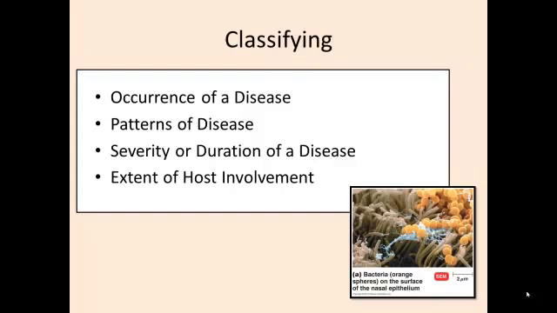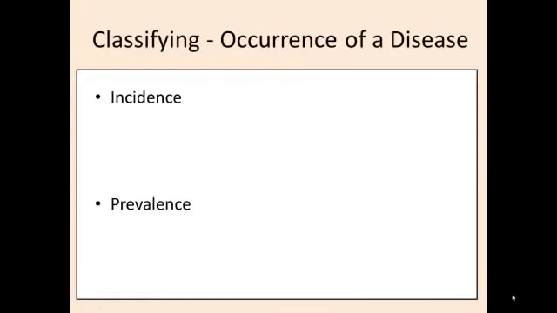We're going to talk about occurrence of diseases, and we're going to talk about patterns of disease. Now, in the textbook, make sure you learn the terms that relate to the severity or duration of a disease and the extent of host involvement. I'm not going to go over that in this presentation because it's mainly vocabulary and you just have to memorize it. Now, when we talk about occurrence of a disease in a population, we use two different terms, incidence and prevalence.